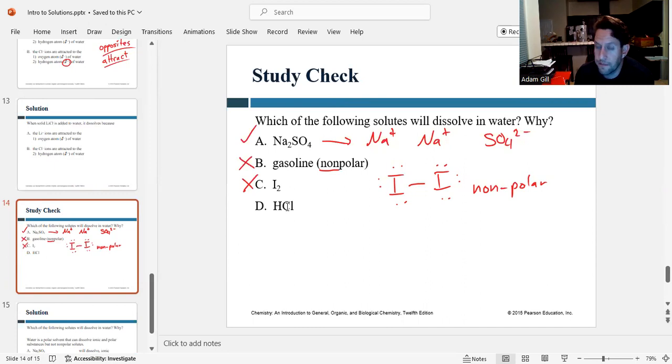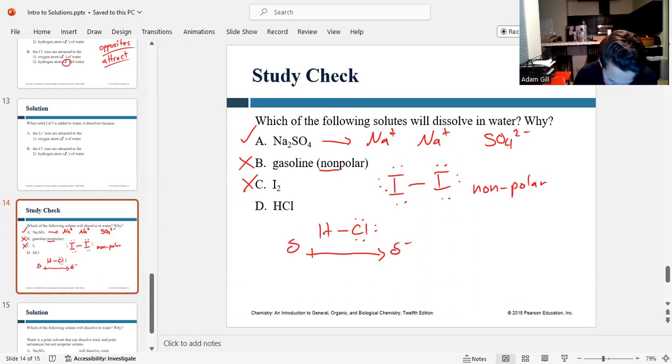Now, HCl. HCl is also a covalent compound, looks like this, but chlorine is much more electronegative than hydrogen, and so you get this strong dipole where the chlorine is partially negative, the hydrogen is partially positive. And so because this is polar, I would expect it to dissolve in water, which is also polar. Yes.